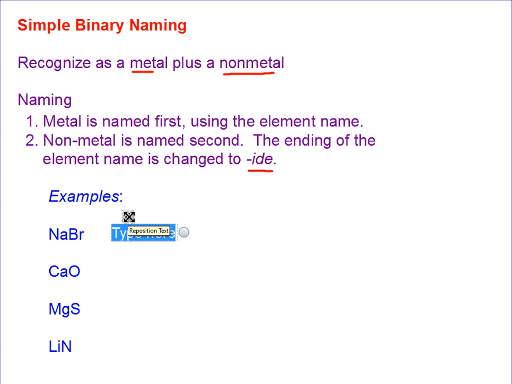Na is sodium, so sodium, not sodium ion now, just sodium. And once it combines with the bromine, we change bromine to bromide, so we call this compound sodium bromide. The next one, calcium oxide. I recognize that calcium is a metal and oxygen is a nonmetal, so I'm going to name it calcium oxide.